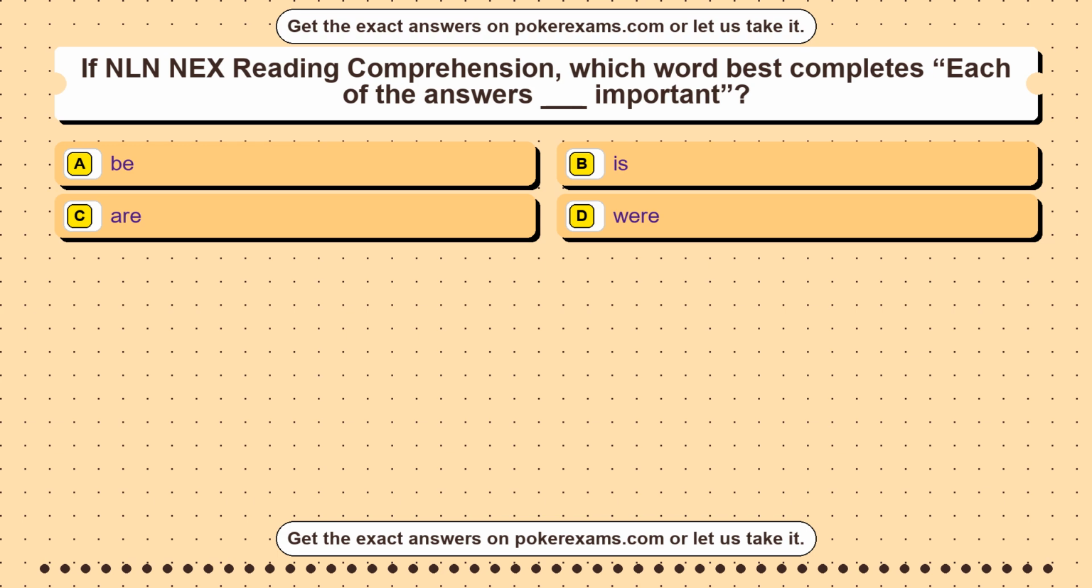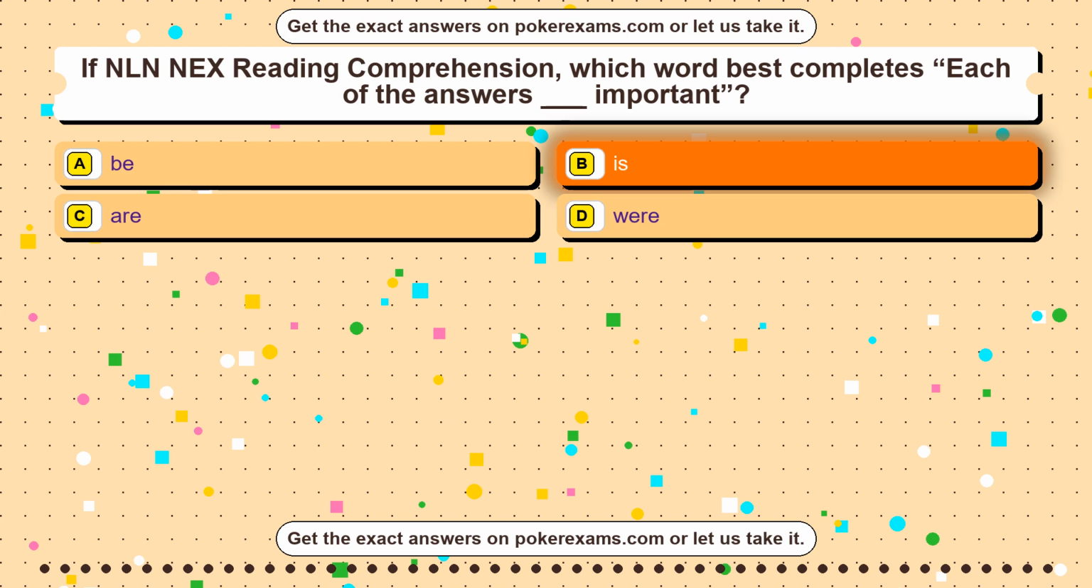Question 20. If GED probability practice, which sentence is complete? Option A, After the answer. Option B, Although the graph changed. Option C, The author explains the evidence. Option D, Because the test began. The correct answer is option C.